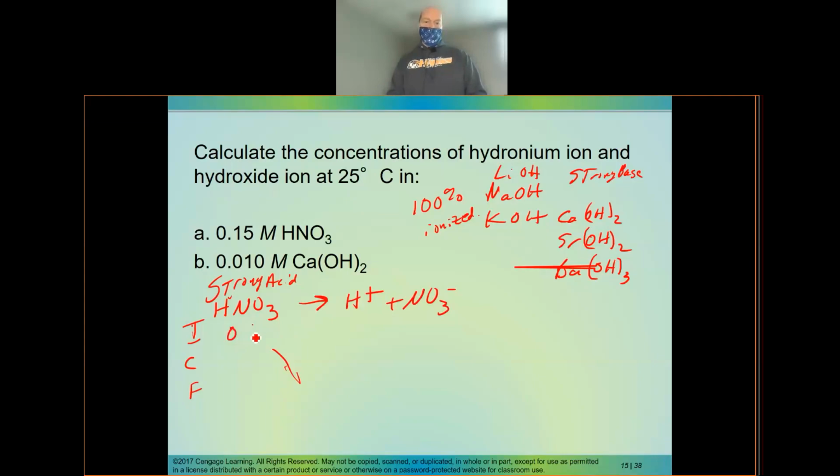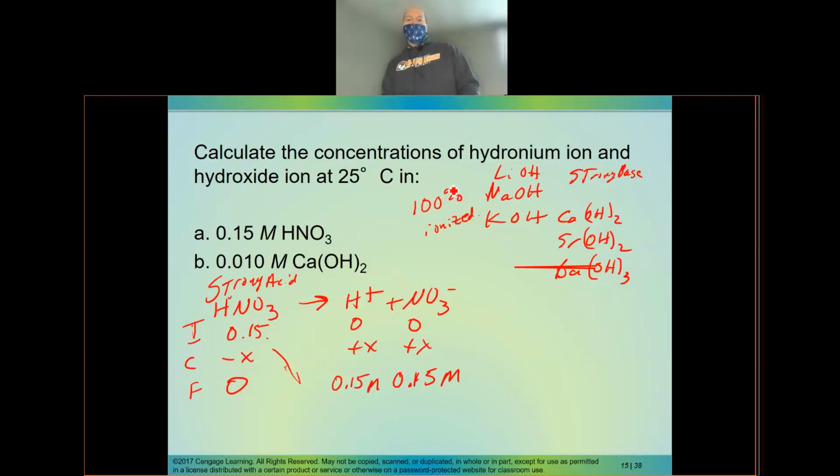So here we started with 0.15. Here we started with 0, 0. It's going to go to the right, minus x, plus x, plus x, and it goes until the left side is gone. It's 100% ionized. Everything goes to the right. And so finally we're going to have 0 of our strong acid, which means our x was 0.15. And so we have 0.15 of H plus, we have 0.15 of NO3 minus. All right, and so our concentration of H plus is 0.15 molar.